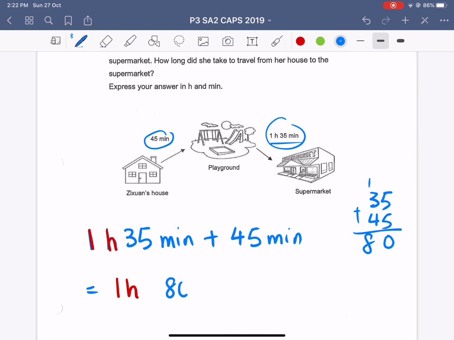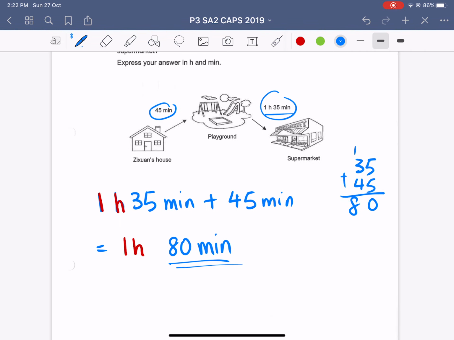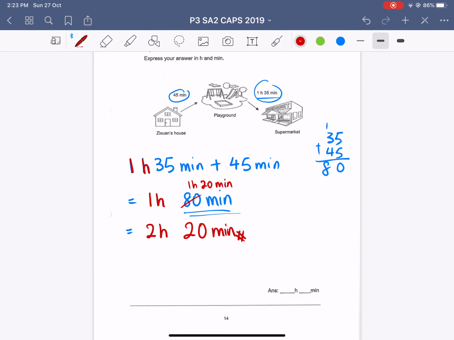Let's check. 35 plus 45 is 80 minutes. Now many of you left your answers like that, 1 hour 80 minutes, which is wrong. Okay, how can the answer be left in 80 minutes? Because 80 minutes can be regrouped, isn't it? You can regroup them into another hour. So it gives you a total of 2 hours, because one of the hours has been changed to 1 hour 20 minutes. So 2 hours, you are left with 20 minutes. So that is the answer, 2 hours 20 minutes.